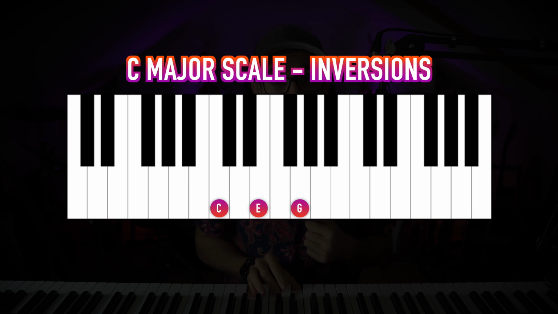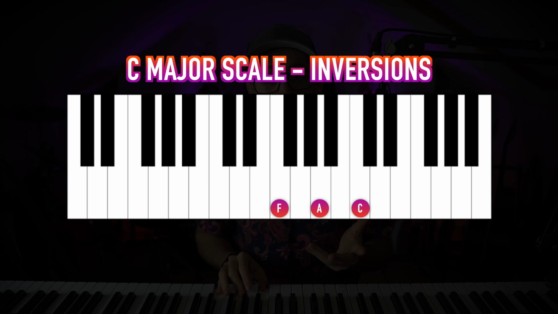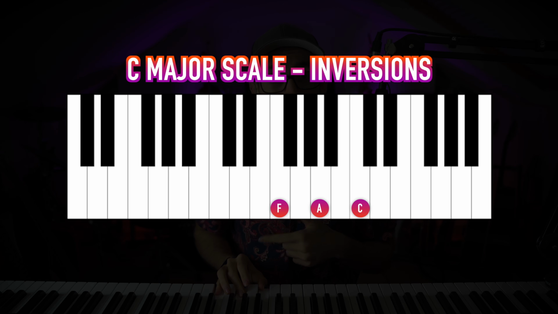For example, if I play chord 1, which is a C chord, C, E, and G, and I want to go to chord 4, which is an F chord, F, A, and C, I have to jump my whole hand up 4 notes. However, because the notes in an F chord are the notes F, A, and C, I can rearrange these notes so that I can find an F, an A, and a C much closer to that C chord.